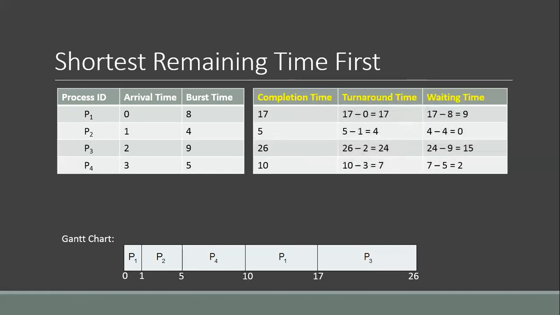By looking at the Gantt chart, we can determine the completion time for each of these processes. Process P1 completed its execution at time 17. P2 completed its execution at time 5. P3 completed its execution at time 26. And finally, P4 completed its execution at time 10.